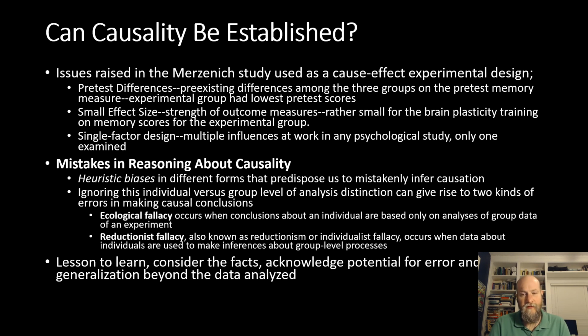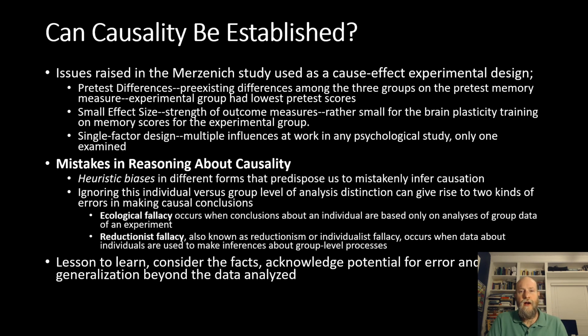Also, there's the issue of small effect size. As I mentioned, there is a statistically significant finding in the Merzenich study, but the strength of the actual outcome is not great. That's an important distinction between statistical and practical significance we're going to talk about a bit more as time goes on. Ultimately, the improvement seen amongst people in the experimental condition who received the brain plasticity training was practically quite small. The improvement on the memory scores for the experimental group was statistically significant, but not really practically significant. In the real world scheme of things, these people would not look that different from one another in terms of performance.